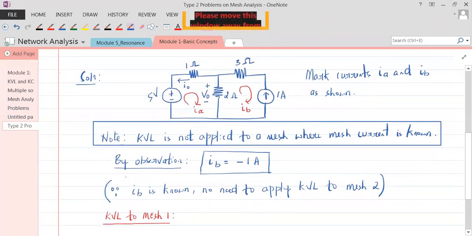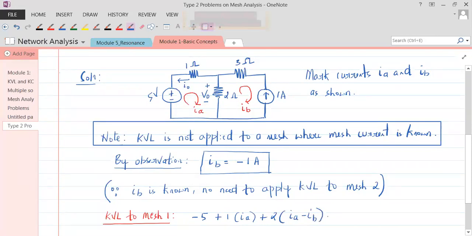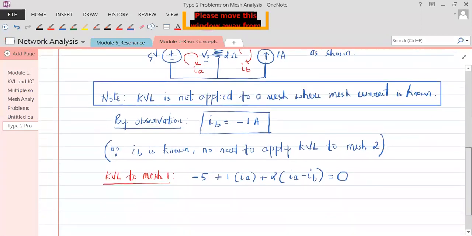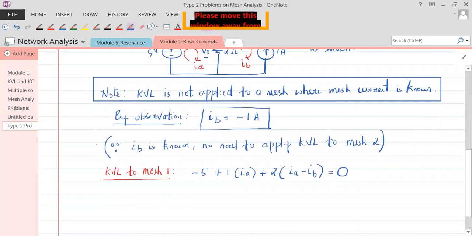So what we have to write is minus 5 plus 1 into IA plus 2 into IA minus IB, and the algebraic sum of these three voltages in mesh 1 should be 0. Now, what do we know here? We know IB.